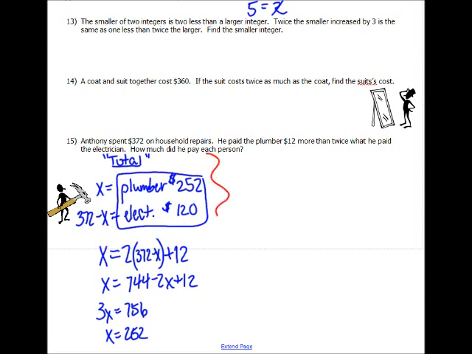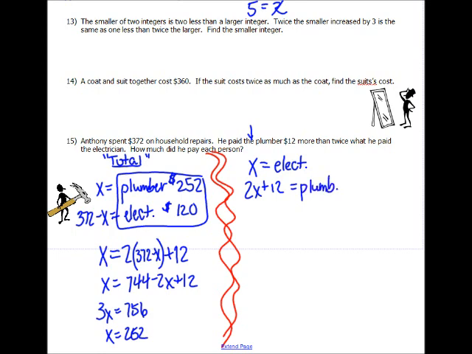Now I'm going to show you another way. You can see that you're still going to get the same answer. And then I'll let you finish the rest on your own. So I could start with this information, right? He paid the plumber 12 more than twice what he paid the electrician. So I don't know what he paid the electrician. I'm going to say the electrician is x. And he paid the plumber 12 more than twice the electrician. So that's going to be the plumber.